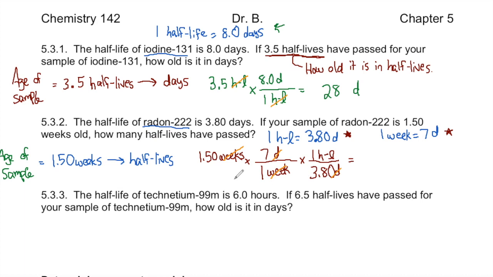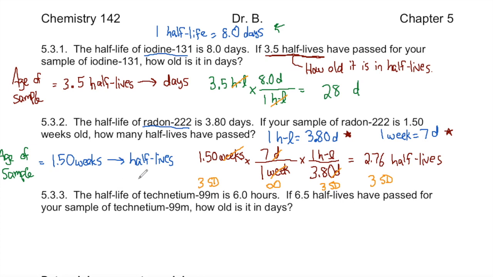Let's take a quick look at significant digits too. Our original measurement of the age of the sample is 1.50 weeks. We have 3 significant digits there. 7 days in a week is pretty much defined. We'll say that that is exact. And then the half-life we know to 3 significant digits. We don't know if it's 3.802 or 3.800 or 3.799. So this is also 3 significant digits. So I think we can keep 3 in our answer for the number of half-lives that have passed. And when I do this, I get 2.76 half-lives.